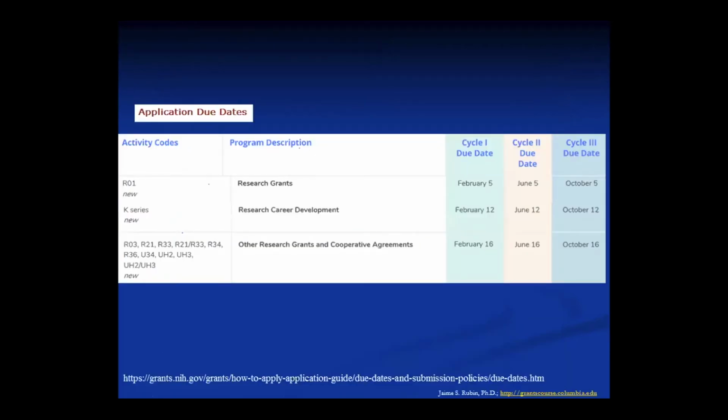So what are the deadline dates for NIH applications? So for new R01 applications, there are 3 cycles a year, as you can see, February 5th, June 5th, and October 5th. That's one of the unusual things about NIH. Some other funding agencies have 1 deadline a year, maybe 2. We're lucky that NIH has 3. For the R03 and the R21, those smaller grant mechanisms, it's a couple of weeks later, if you will, February 16th, June 16th, and October 16th.